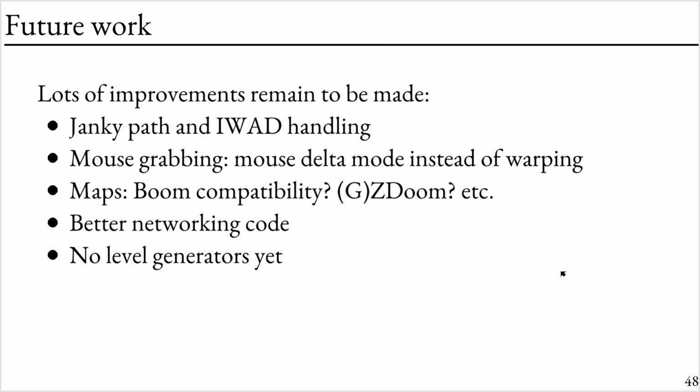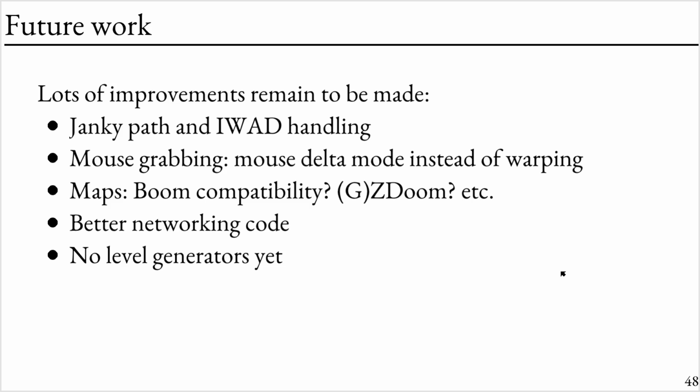Whoops. So there is a bunch of stuff still that needs to be done. Loading lumps and wads from paths is kind of annoying still. Specifying the full path doesn't really work. There are some limits. For mouse grabbing, it might be nicer to enable some delta mode in the kernel driver instead of warping the mouse anytime it moves beyond a rectangle in the center of the screen, which is basically how it works right now.